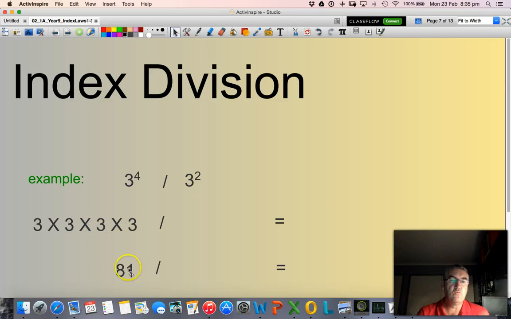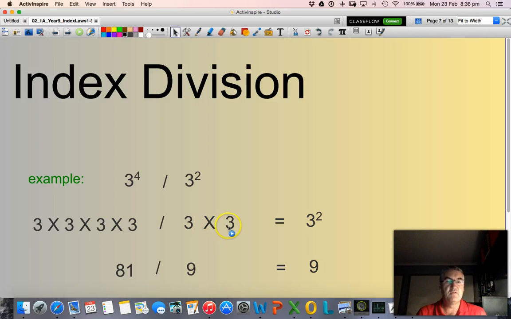And that equals 81. Now, 3 squared can be written as 3 times 3, and that equals 9. So obviously we can work out 81 divided by 9, and that equals 9. Or if I was doing the division of these, I would end up with 3 squared. Now, how do I get that? That's effectively 1, 2, 3, 4, and I need to take away 2 here.